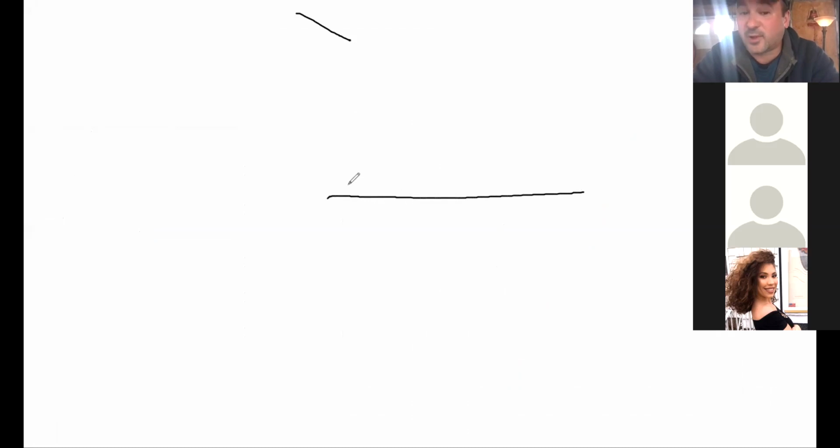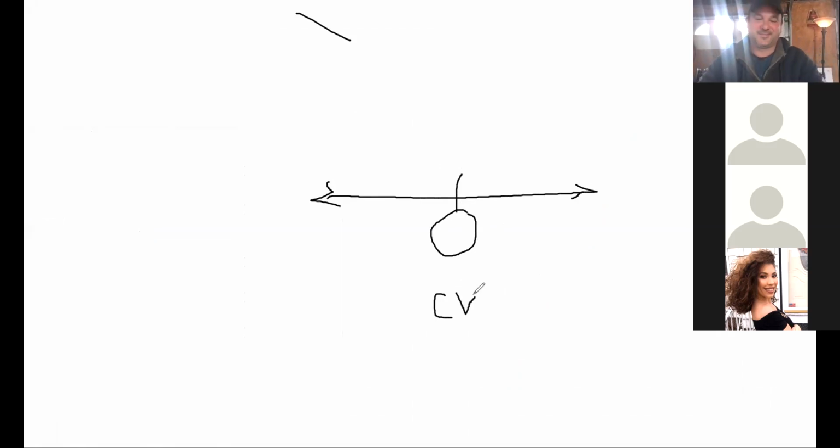You draw a number line for the first derivative test. Doing this with a mouse, so I apologize. All right. And you put your critical values on the number line. There's 0. That's our critical value, CV. And now what you need to do is pick a value that is not 0. One to the left of it, one to the right of it.